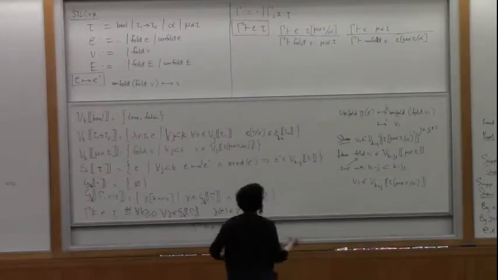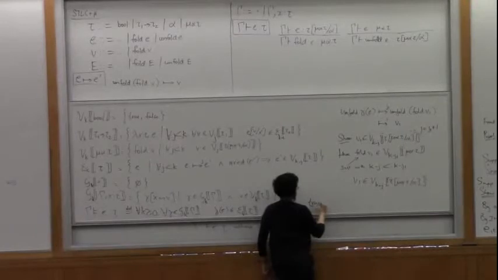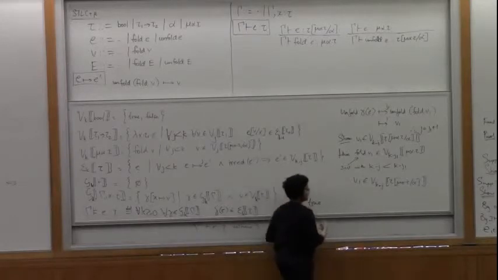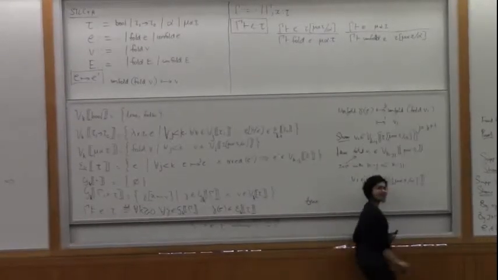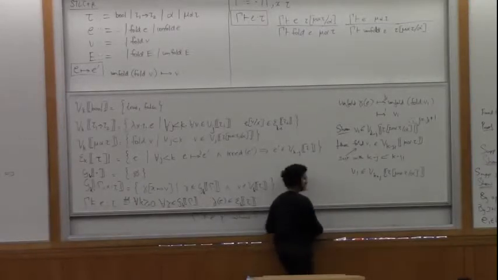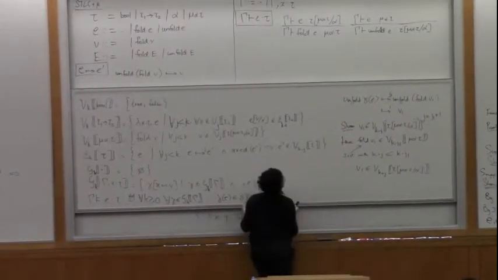Except when you have true and false, there's no subterm which you can replace, so to speak, right? So there's nothing to replace there. Does that make sense? Sort of? For now? Okay. All right.